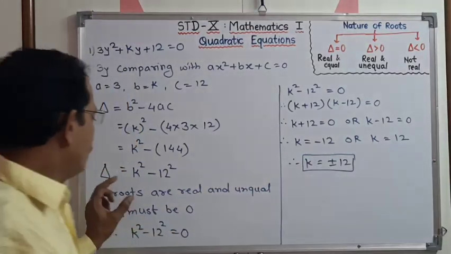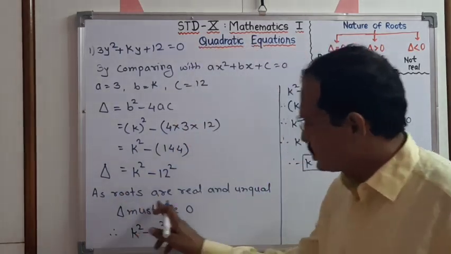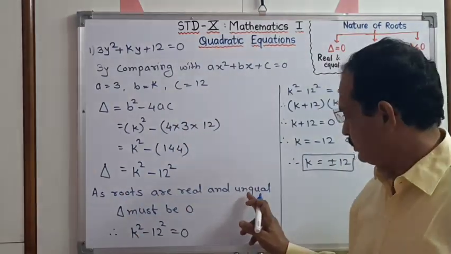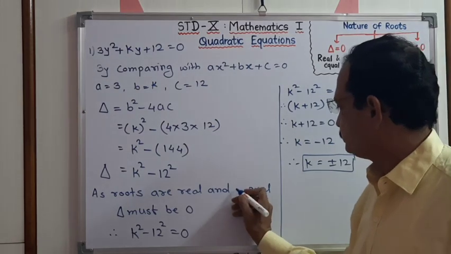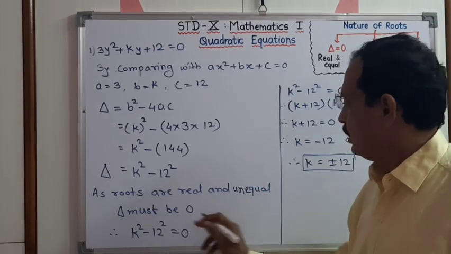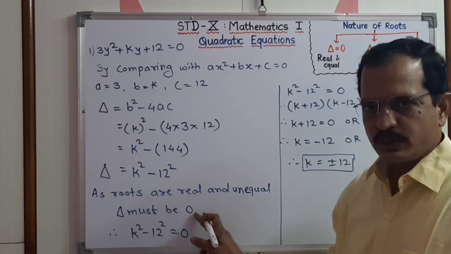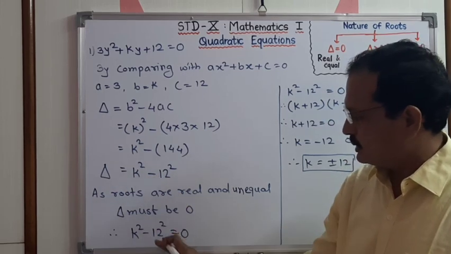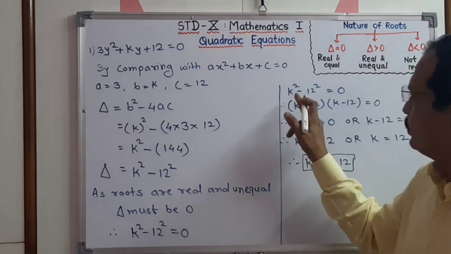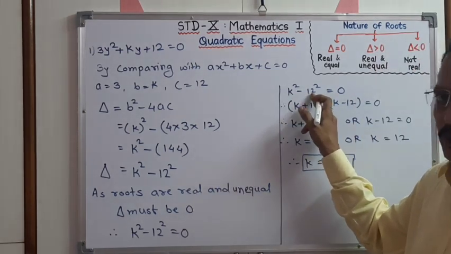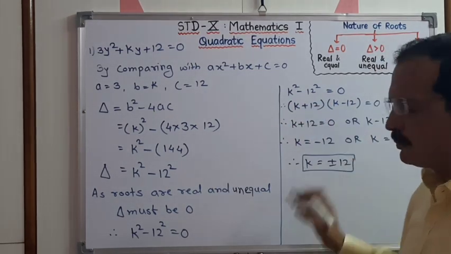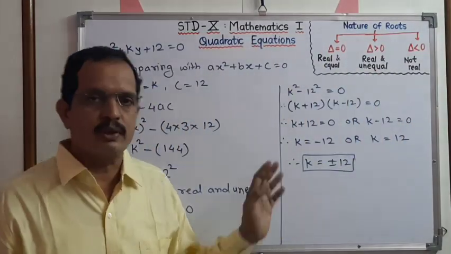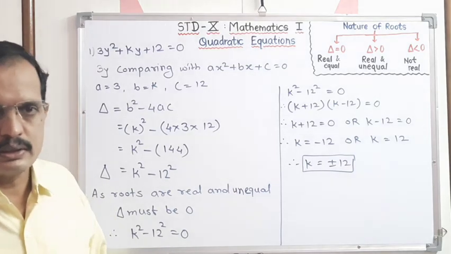Here the condition is given: roots are real and unequal. From that we can write that delta must be greater than 0, and this delta in the form of k is greater than 0. Then we have to use the a square minus b square formula, and by simplifying we get the value of k. It is plus or minus 12. I think you understand this.